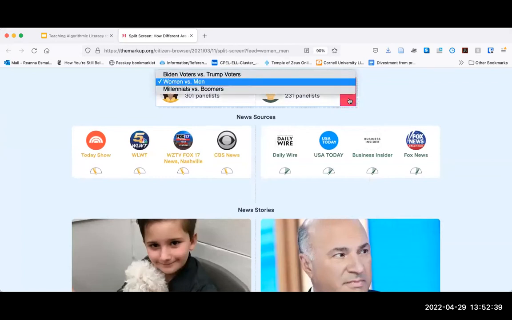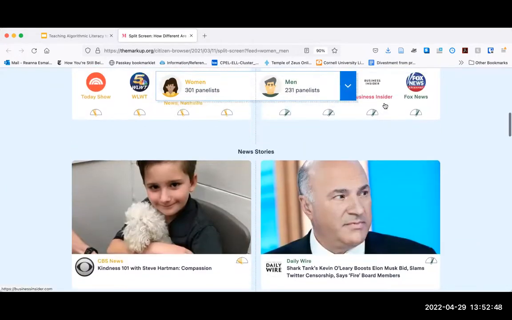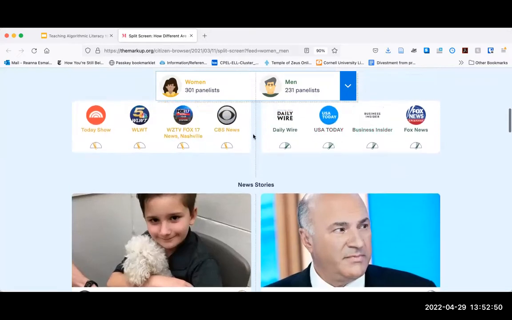The default here is women versus men, which is very interesting. If you scroll down, I think the left is men, is that what they're, oh, women, okay, the left is women here. Generally, these four sources are most prevalent among women. These are 300 panelists from the last 2 weeks. You can go back to a month, and after that they remove and scrub all of the data.